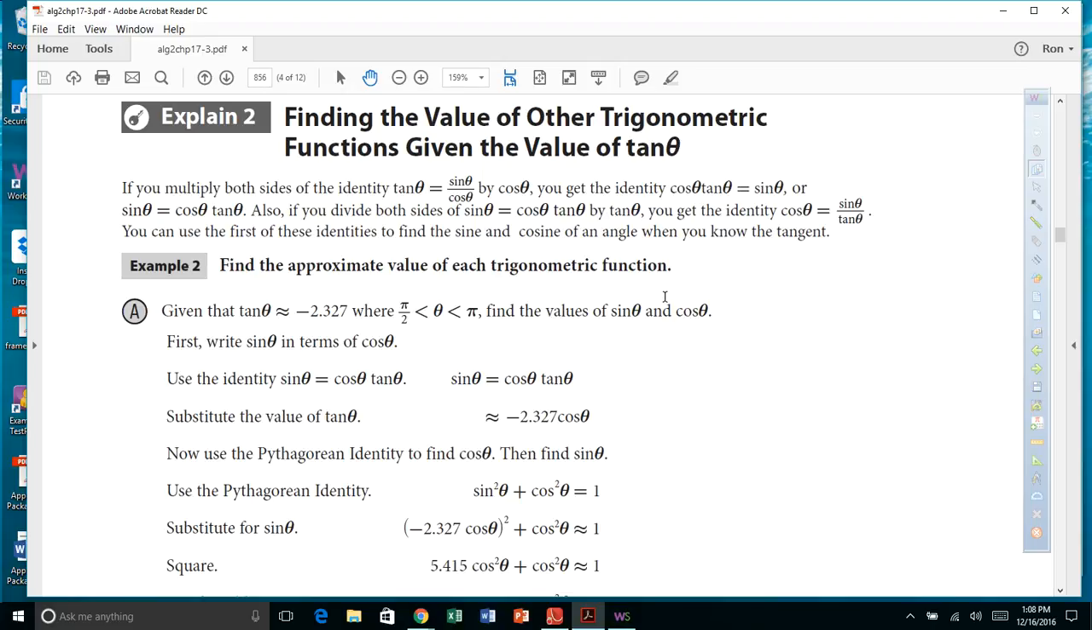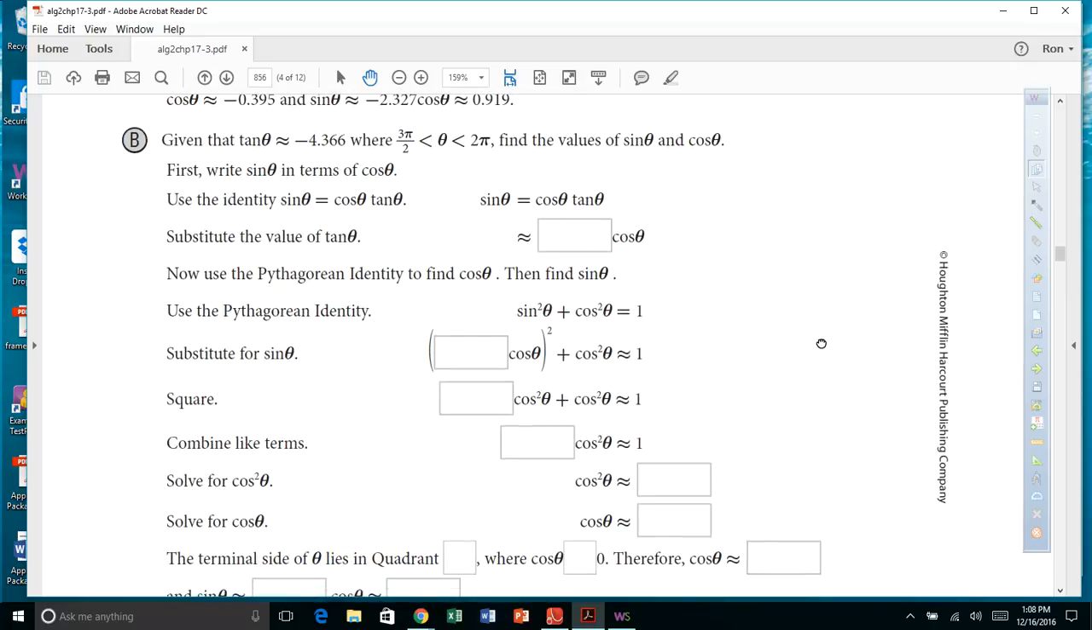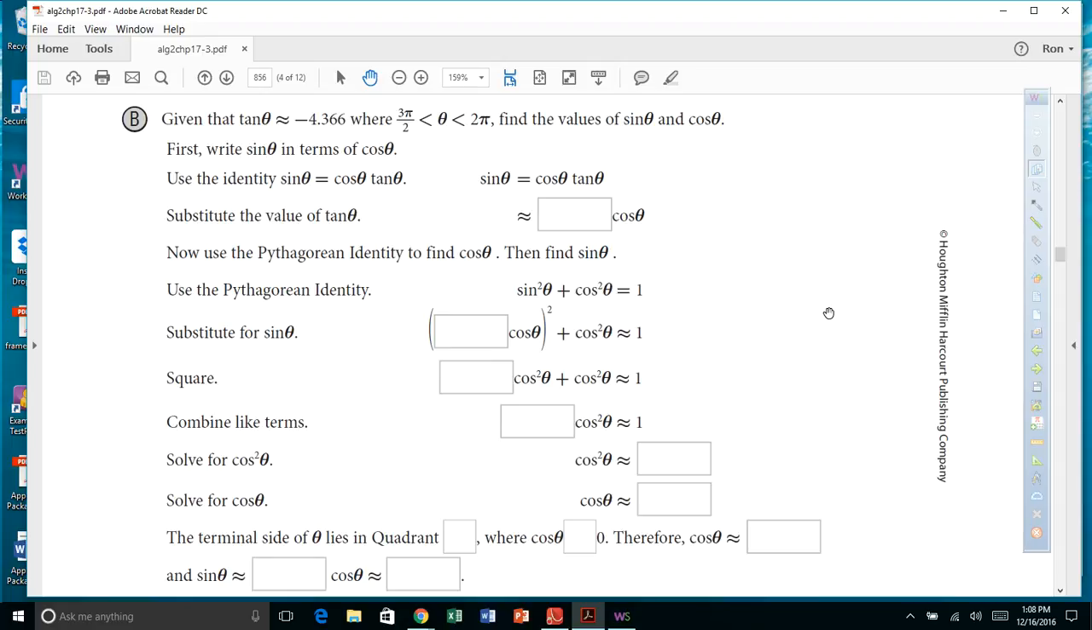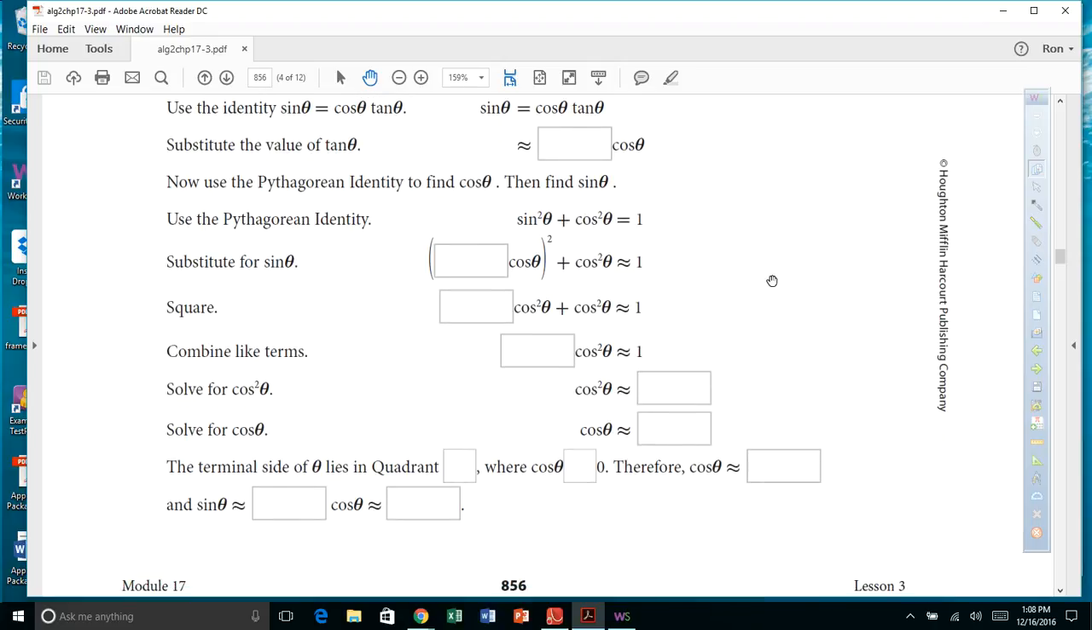Example 2, find the approximate value of each trigonometric function. So again, I'll let you read through example A, and then when you get back, we'll do B together. All right, given that tangent theta is approximately negative 4.66, where 3 pi over 2 is less than theta is less than 2 pi. So that's going to be in the fourth quadrant. Find the values of sine theta and cosine theta. First, write sine theta in terms of cosine theta. Use the identity sine theta equals cosine theta times tangent theta. So there we got it. Sine theta equals cosine.